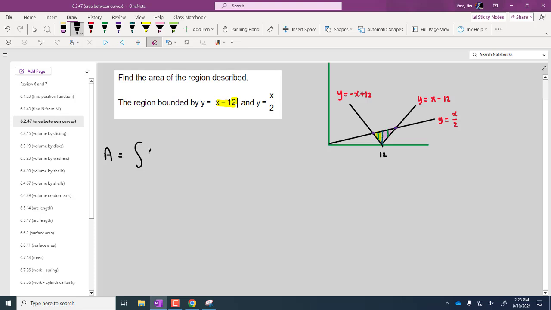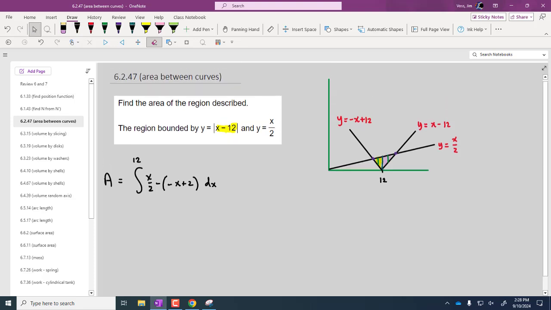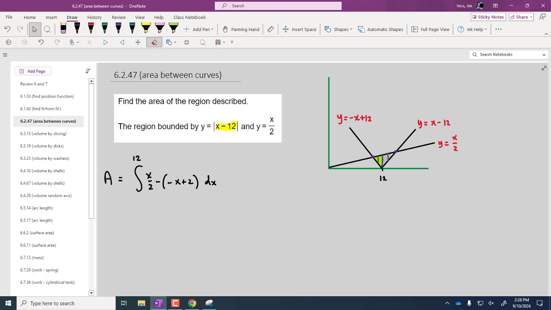So we're going to do upper minus lower dx. Limits of integration, we know the upper limit of integration is 12. We have to figure out the lower limit of integration. So at this point right here, we'll have to find both those x values. We're going to set this curve equal to x over 2. Right? Because this line right here has that equation.